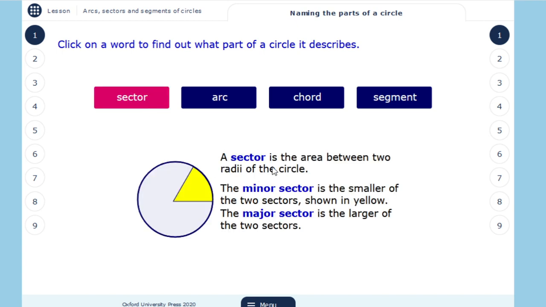Sector. A sector is the area between two radii of the circle. The minor sector is the smaller of the two sectors, shown in yellow here, and the major sector is the larger one of the two sectors.